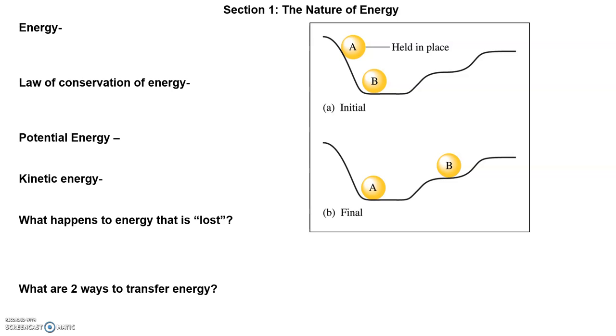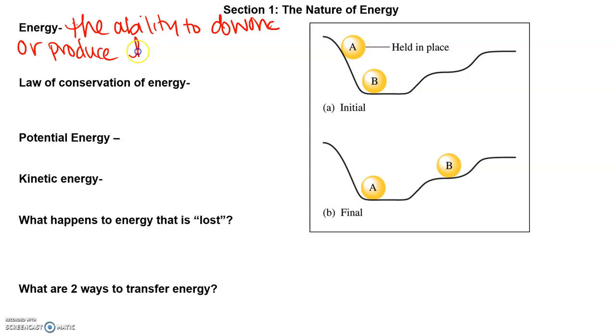So first and foremost, this unit is going to be about energy, and so energy by definition is the ability to do work or produce heat. And we'll be talking about both of those terms, work and heat, a little bit later. And so energy is the ability to do work or produce heat.